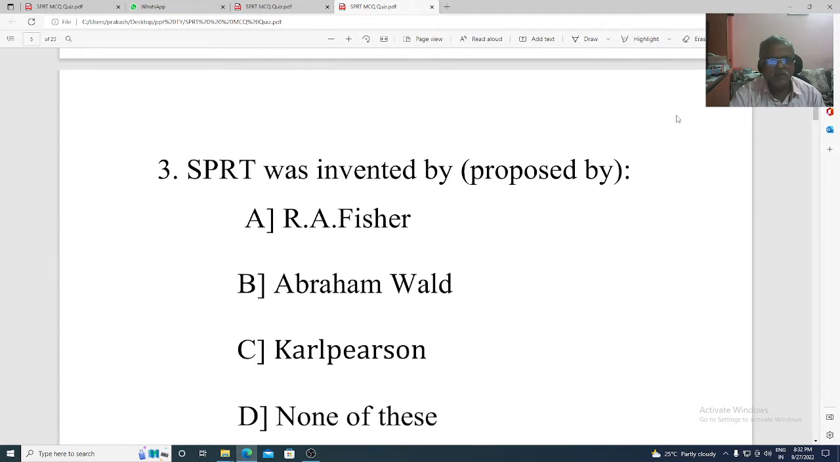Question number 3. SPRT was invented or proposed by option A R.A. Fisher, option B Abraham Wald, option C Carl Pearson, option D none of these. The correct option is Abraham Wald.